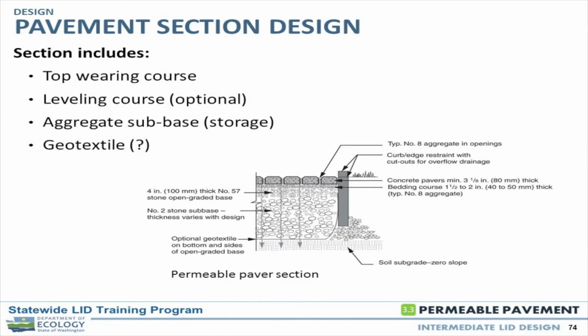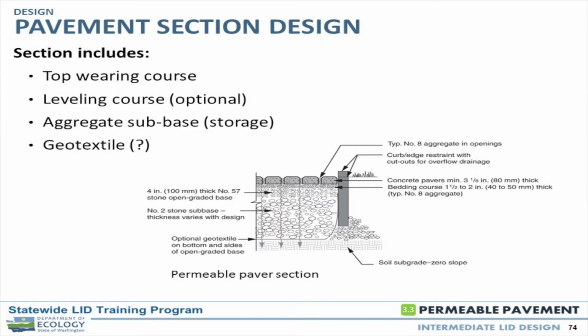And then moving up into the section itself, each of the systems is going to be different in layers. Some have 2 layers, some have more. But in general, we've got our wearing course, which is going to be whatever material. We've got the grids, we've got the permeable asphalt, permeable concrete. Some of the systems require a leveling course. Maybe the pavers, maybe asphalt. Sometimes a leveling course is required, sometimes not. I'll let others address that.